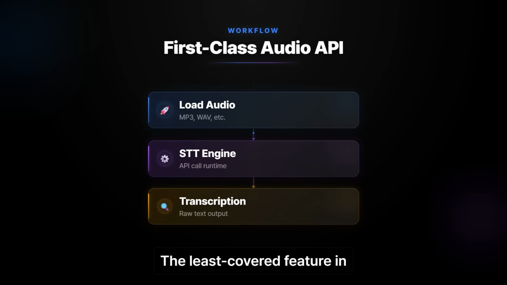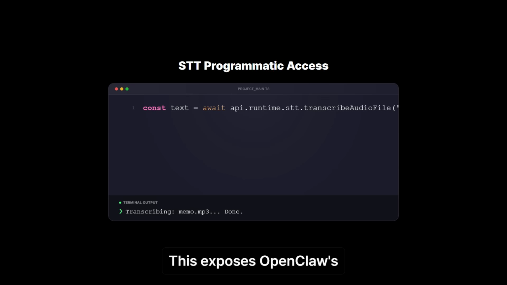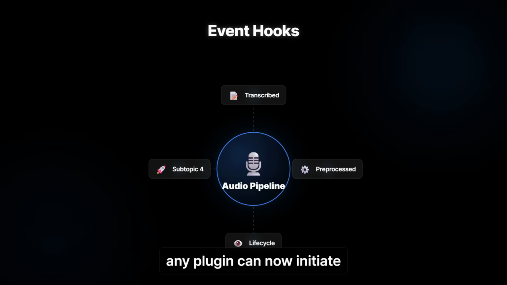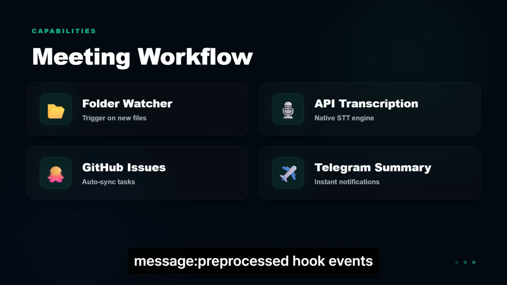The least covered feature in this release is also the one with the longest tail for plugin developers, the new api.runtime.stt.transcribe audio file method. This exposes OpenClaw's speech-to-text pipeline as a first-class programmatic API rather than a black box limited to WhatsApp voice message handling. The practical implication: any plugin can now initiate transcription against any audio file on the local system. Combined with the new message transcribed and message preprocessed hook events, you have full lifecycle visibility into how audio input moves through the agent pipeline.